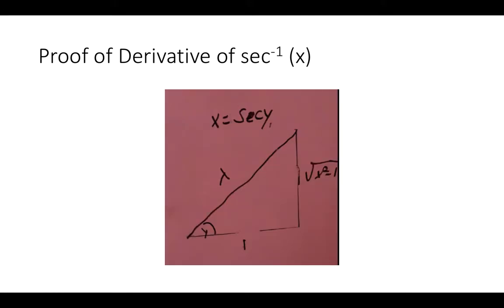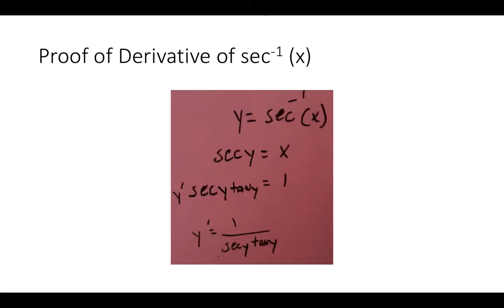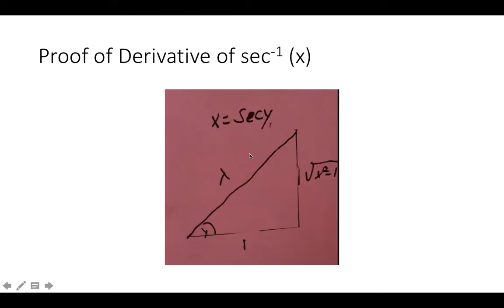If we make a right triangle and we use the equation x is equal to secant of y, we get this right triangle. Using the Pythagorean theorem, this is supposed to be an x. This is not the Greek letter gamma. It's supposed to be an x. This is atrocious handwriting. I apologize. So this is what we get if we make a right triangle.